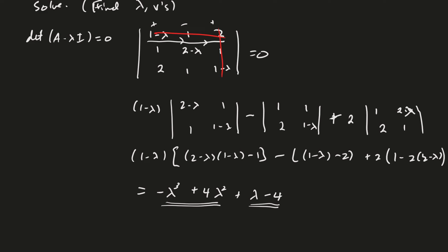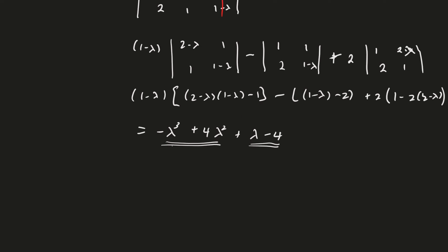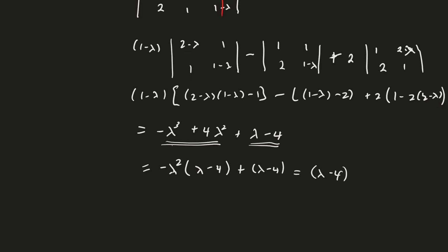If I factor a lambda squared out of this, minus lambda squared, I actually think something factors out. If I take out a minus lambda squared, what's left? That would be a lambda minus 4. Ooh, all right. Boy, we got lucky. So that lambda minus 4 factors all the way out. And we're left with 1 minus lambda squared. And that's easy to factor.